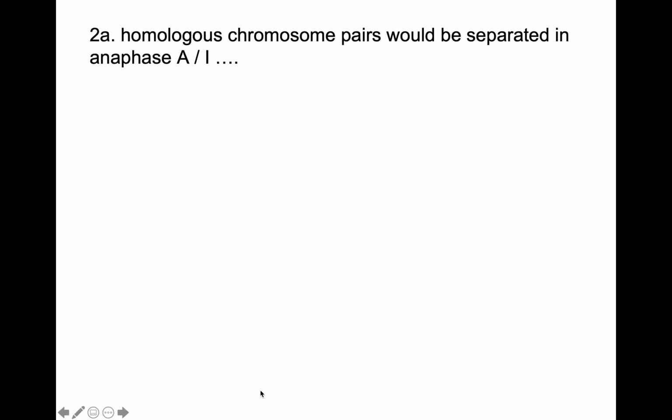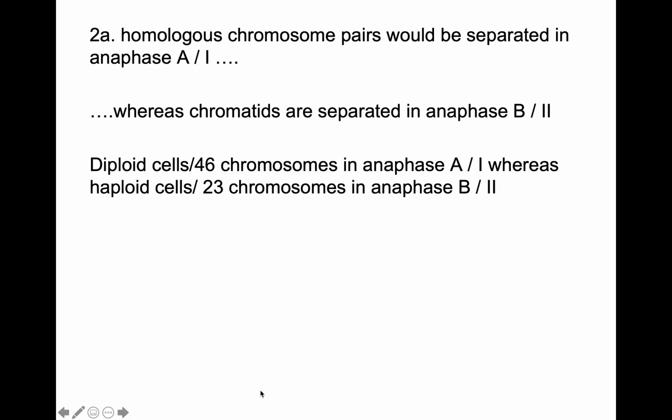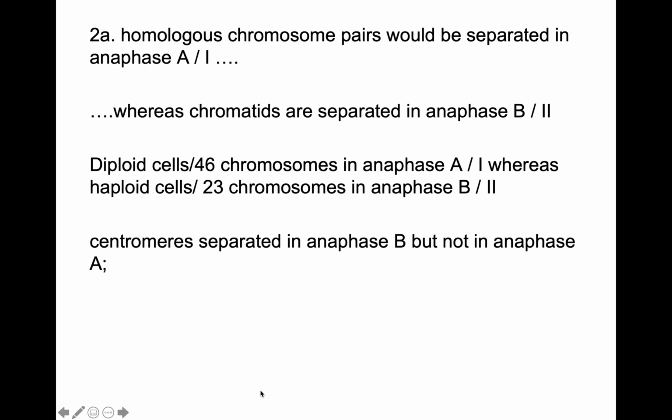Okie doke. So, question number 2A. The homologous chromosome pairs would be separated during anaphase 1, whereas chromatids are separated during anaphase 2. Those would be diploid cells in anaphase 1, whereas they will be haploid cells in anaphase 2. During anaphase 2, the centromeres would be separated, but not during anaphase 1.